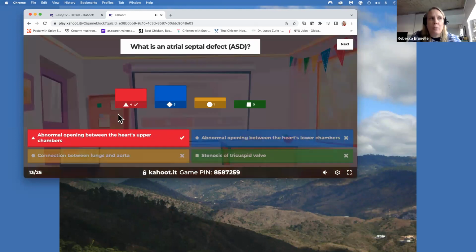All right, so abnormal opening between the upper chambers. The upper chambers are called the atrium. So an atrial septal defect is in the upper chamber of the heart, where there's a hole between the right and the left.